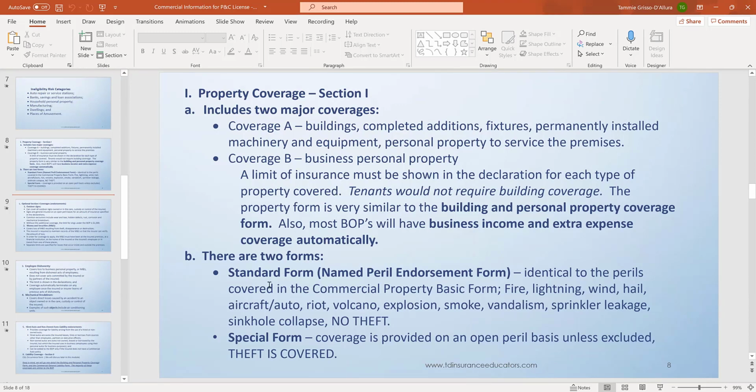Now, you'll either write a standard form, which basically covers fire, lightning, wind, hail, aircraft, auto, riot, volcano, explosion, smoke, vandalism, and sprinkler leakage. There is no theft basically in the standard form. It is a named peril form. Your special form will have theft in it. So remember, in your homeowner policies, theft is on all your forms. Your dwelling policies, theft has to be endorsed. And here, theft starts at special form.